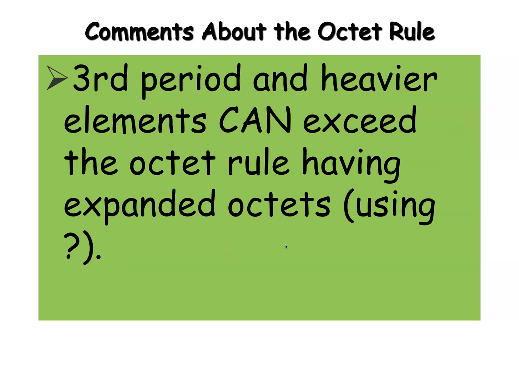Third period and heavier elements can exceed the octet rule by having expanded octets. The common ones are phosphorus having 10, sulfur having 12. But again, anything in the third period and below can go expanded octet. Now, how do they do this? It comes with hybridization, which we'll get into later on.